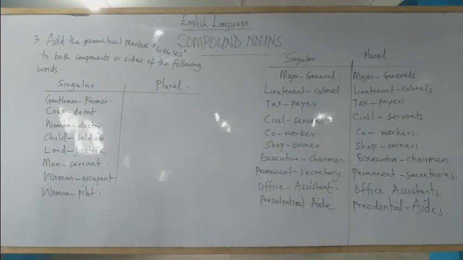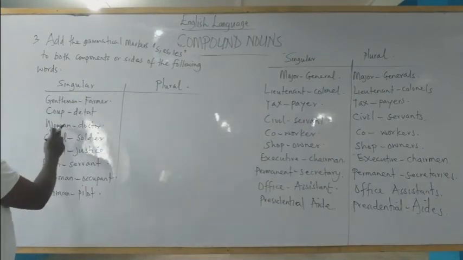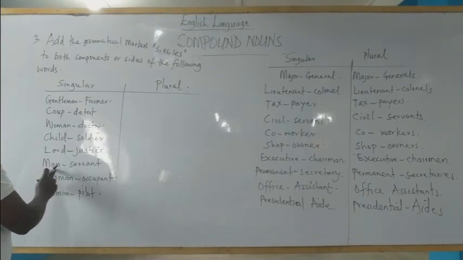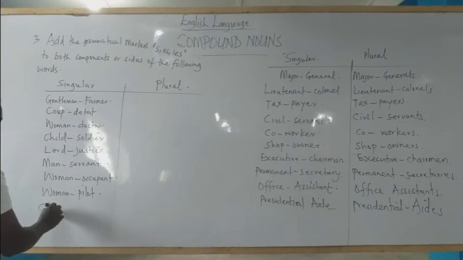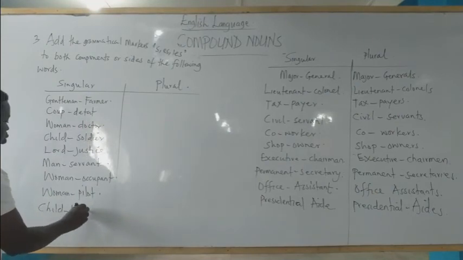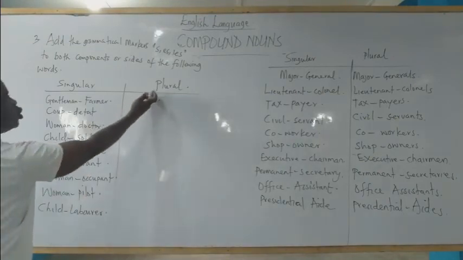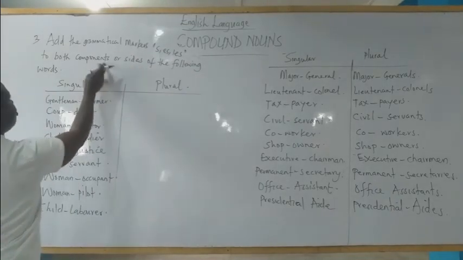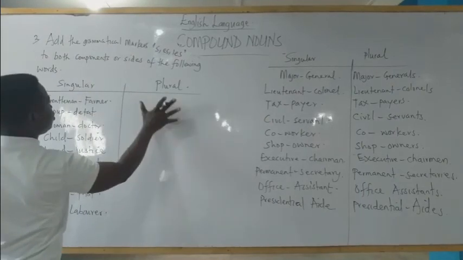Under the third rule, plural formation. Now, gentleman farmer, coup d'etat, woman doctor, child soldier, Lord Justice, man servant, woman occupant, woman pilot. Let's add a child laborer. These are singular compound nouns. Now, the rule is that we should add the grammatical markers S, ES, IES to both components, meaning the two sides. We take what? The grammatical markers in the plural word formation.